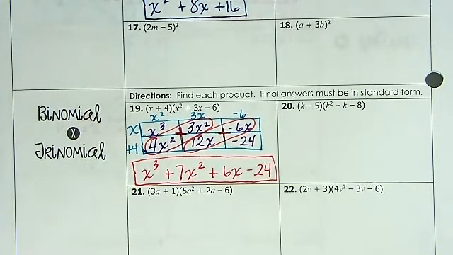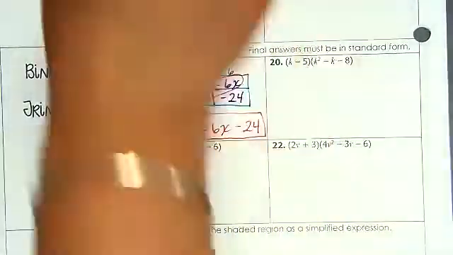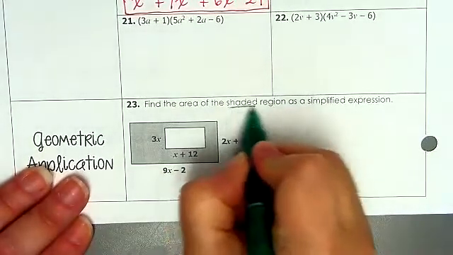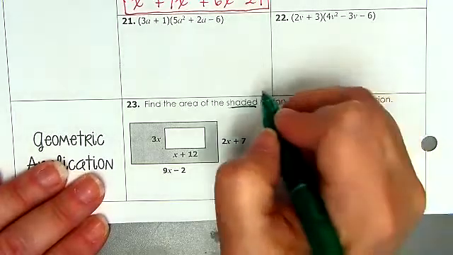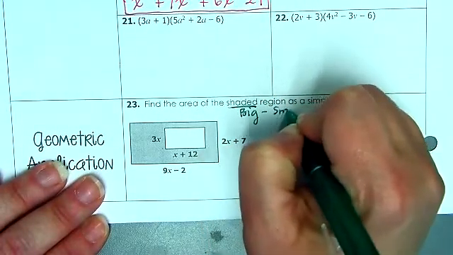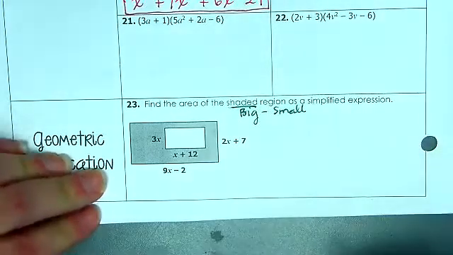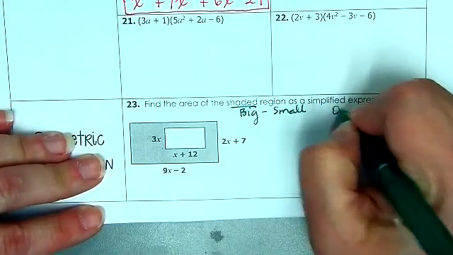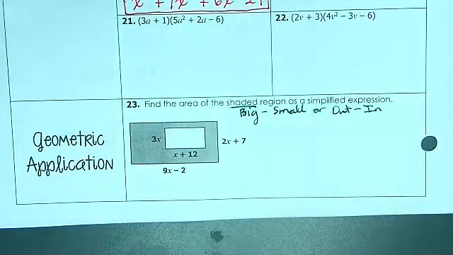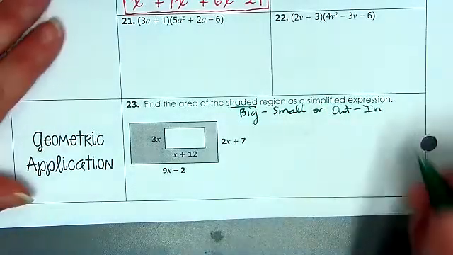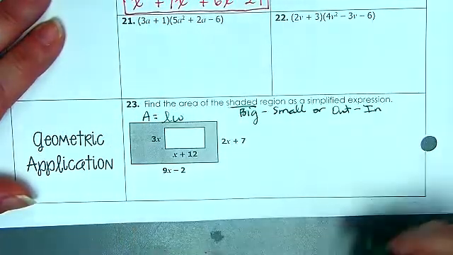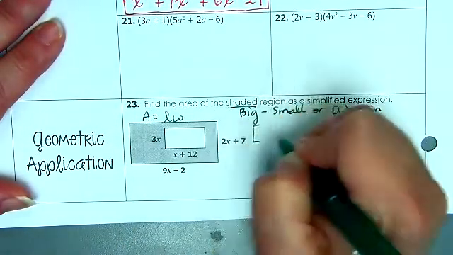One last problem. All right, for number 23, we want to find the shaded region. So that means I'm going to be doing the big minus the small, or the out minus the inside. Either one is the way you can think about it, okay? But we've got to remember to find the area, we do length times width.